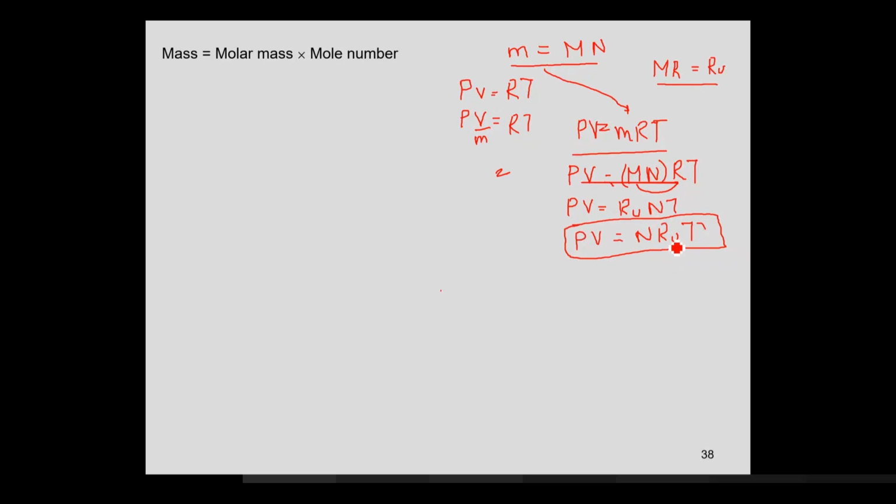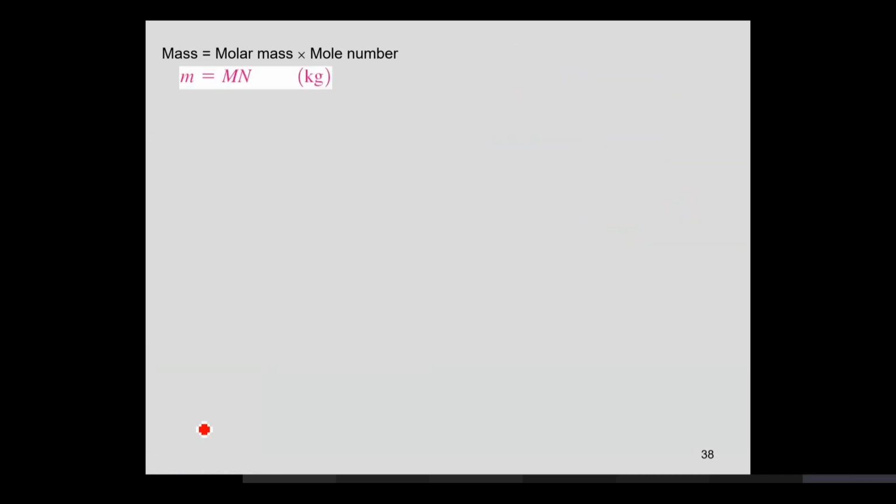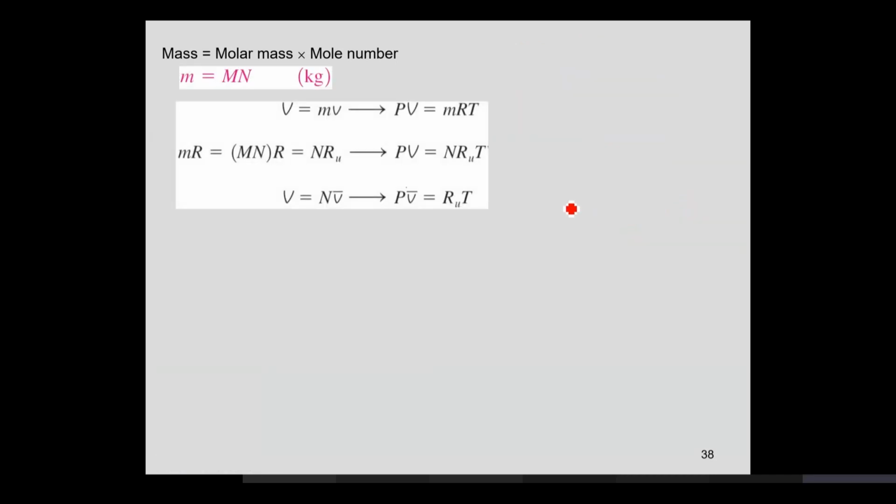Yes, sir. And one thing for your notice is that when you are expressing Ru, which is based on per kilomole, you are multiplying it with the number of moles to cancel out each other. And so this is the generic equation we started with. Then we developed this equation PV equals to NRUT.